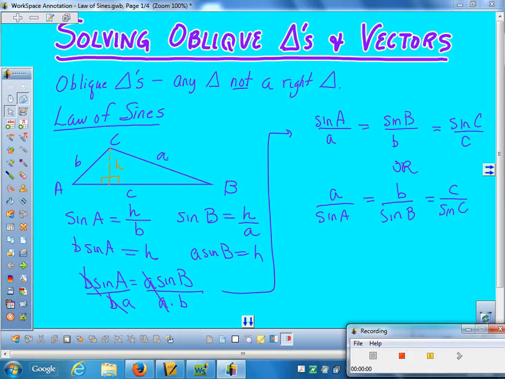You can have any set of angles. One angle may be larger than 90, or it may not be larger than 90. But okay, to give you the quickie, how did they come up with the law of sines?